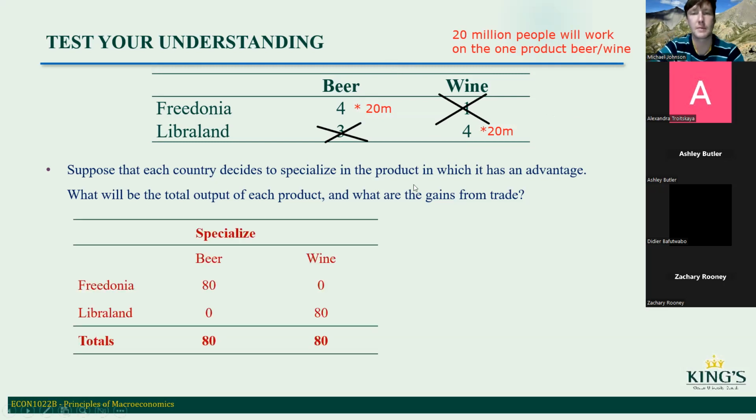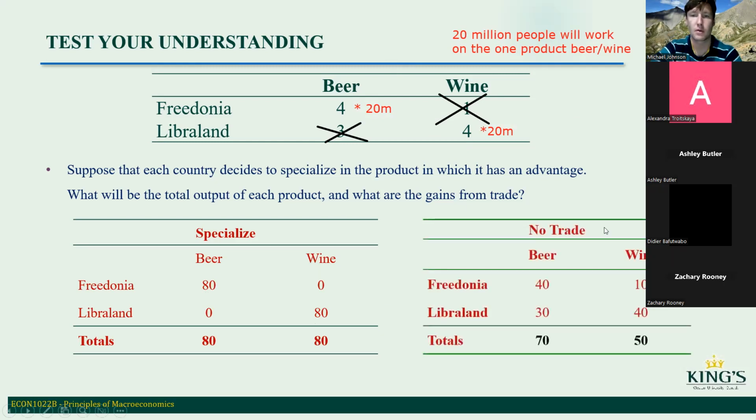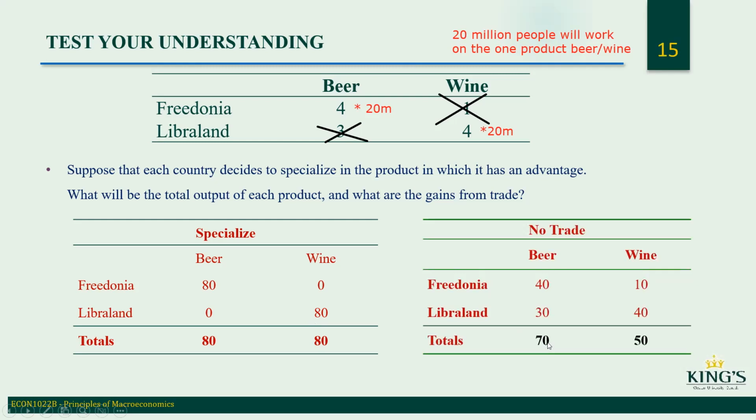So yeah, 4 times 20 million is 80 million, then 4 times 20 million, 80 million. That would be beneficial in this case because instead of producing 70 million beer with no trade, you produce 80 million beer. And instead of producing 50 million wine with no trade, you're producing 80 million wine. So you benefit: beer and wine production increase due to trade here.